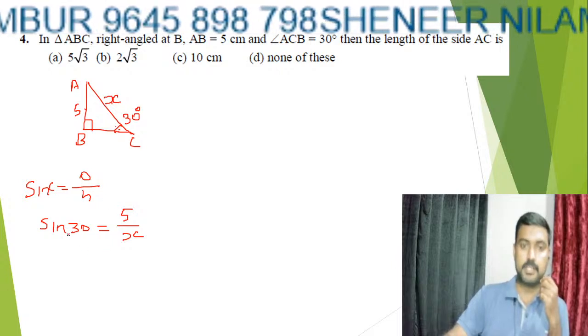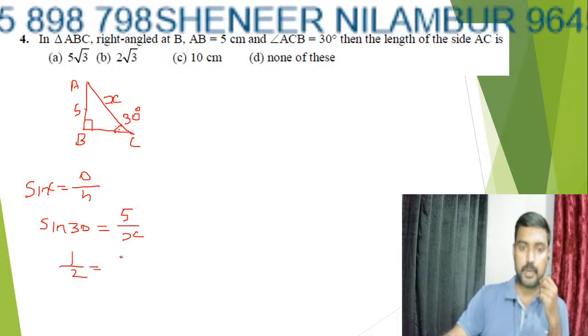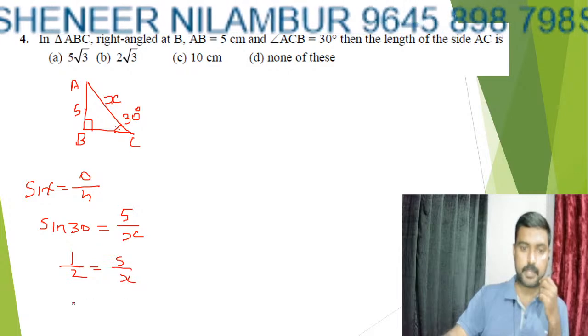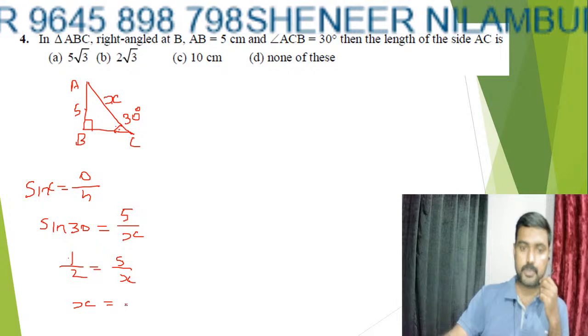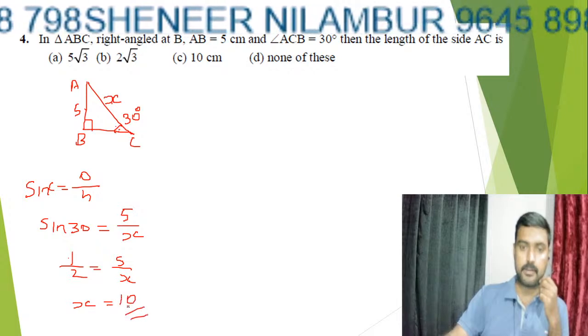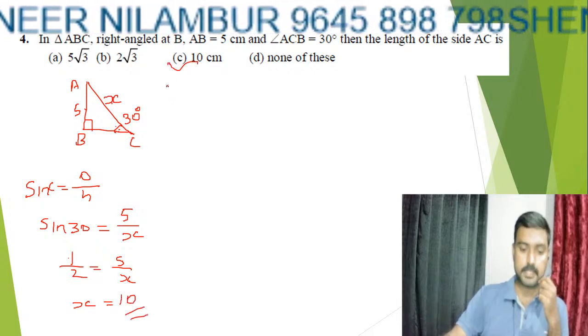So my dear students, sin 30 is equal to 1 by 2 and here we got 5 by X. Can you say what is X? This X goes to the numerator. 1 into X, X; 2 into 5, 10. So we got the answer. Option C is the right answer.